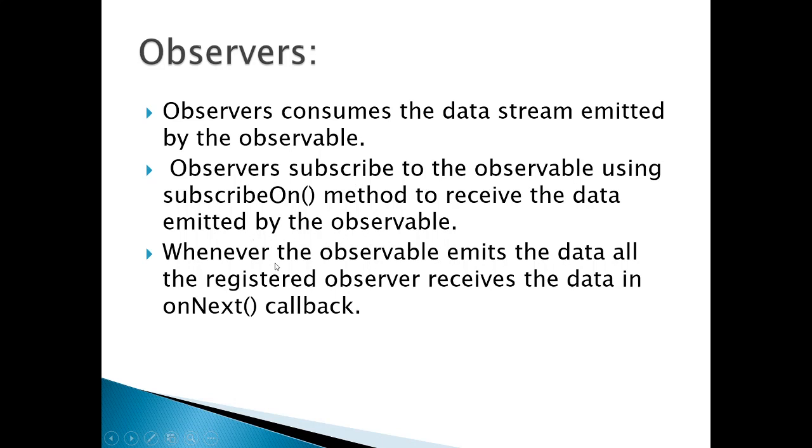Whenever the observable emits data, all the registered observers, whoever is listening to it, receive the data in the onNext callback. So whenever there is new data, it will automatically be broadcast to all the listeners, all the subscribers. Like if we have REST API data related to some users, and that data set is being subscribed to by five of our components, whenever there is a change, that change will be reflected in every component automatically in the onNext callback.